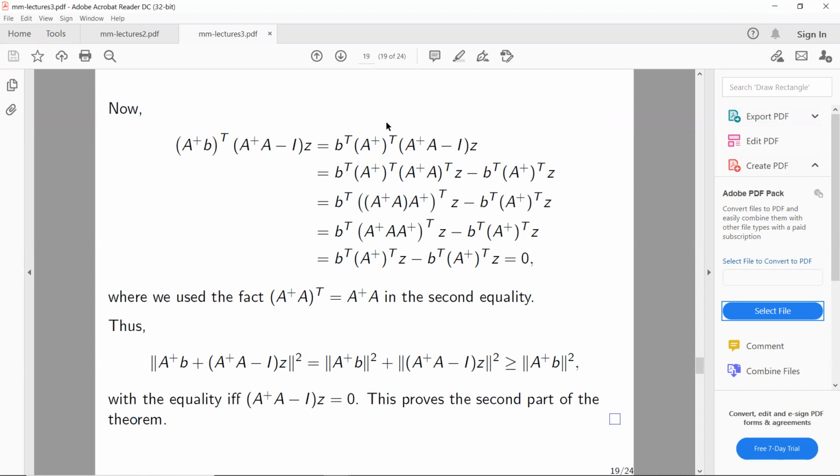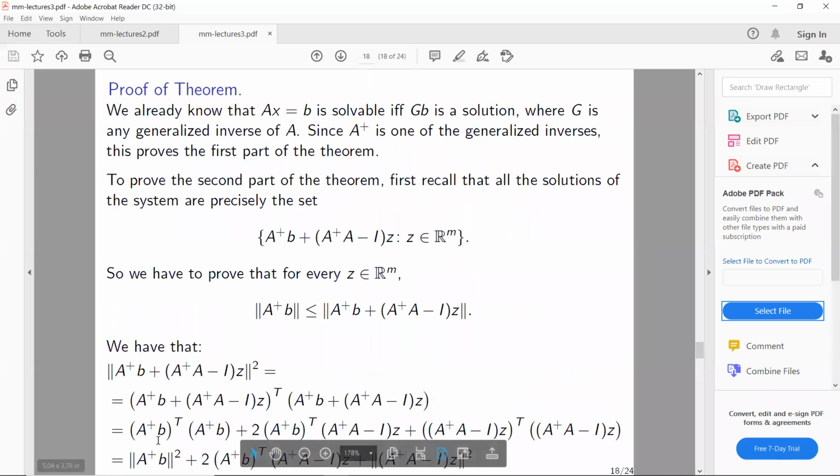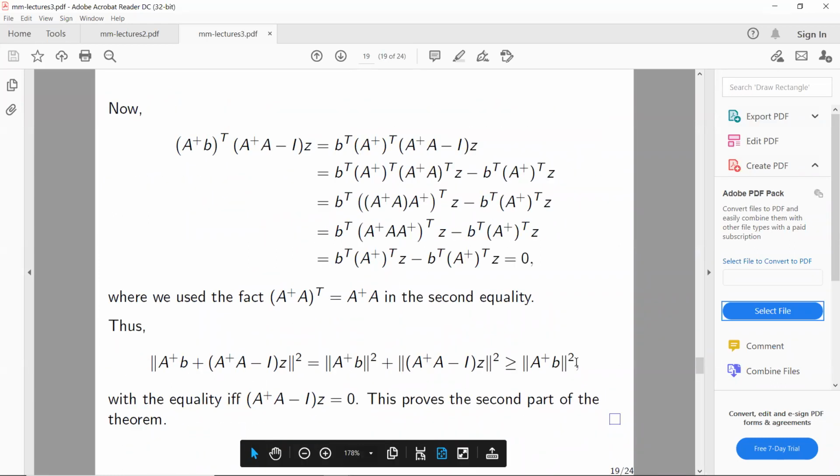So it uses, I think, two properties of the Moore-Penrose inverse. You can look at this computation by yourself, but it only uses the fact that A plus is a Moore-Penrose inverse of A in the calculation. And this is basically the end of the proof. So the norm of x z is bigger than the norm of this first summand. So A plus B is really the solution of smallest norm.